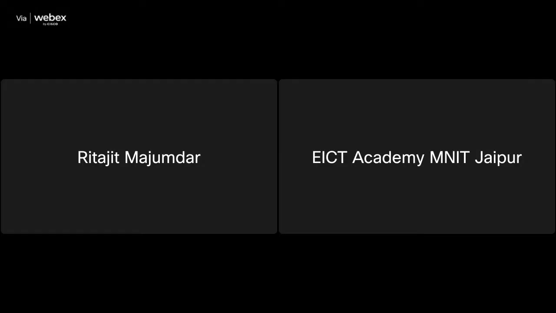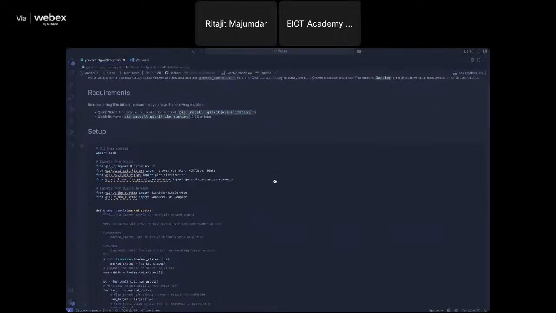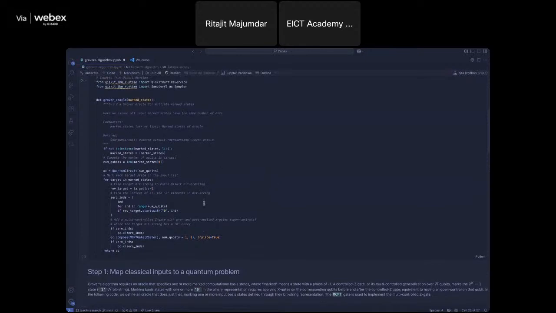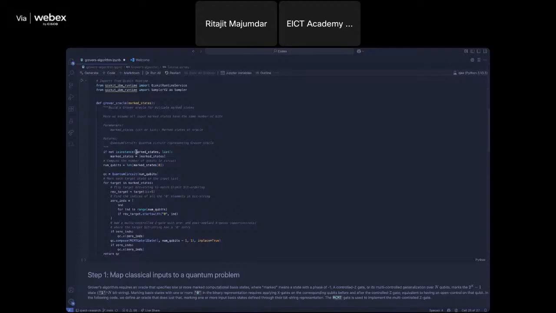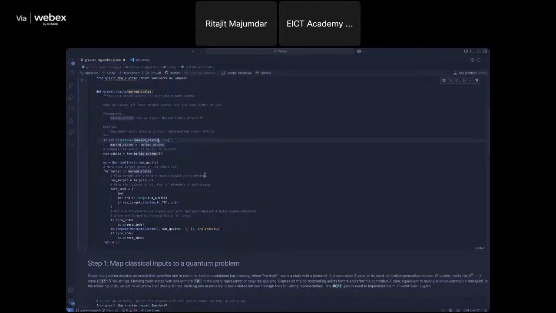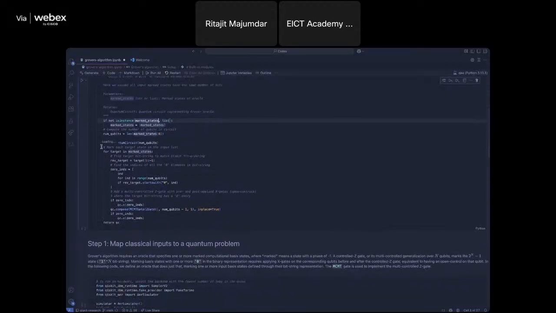Again, intuitively speaking, how is the oracle implemented? We are going to that oracle implementation right now. This is the same notebook, as you can see, that I have downloaded from here. This is the Grover oracle. You see what it takes. It takes the marked states, and the oracle itself is a quantum circuit in our case. So it is creating a quantum circuit, and the number of qubits comes from there.